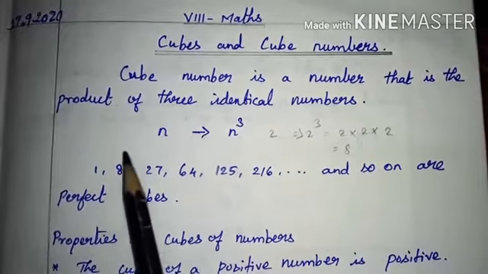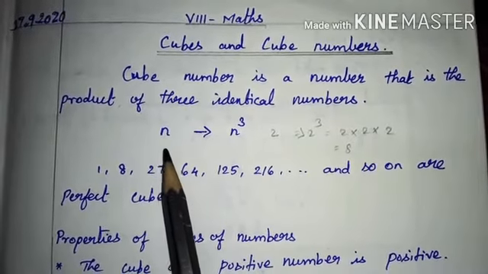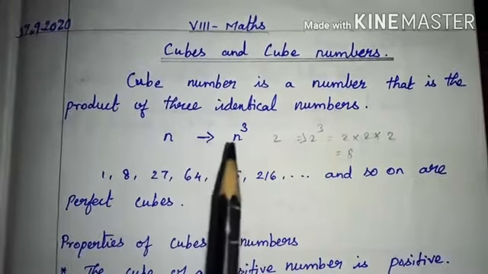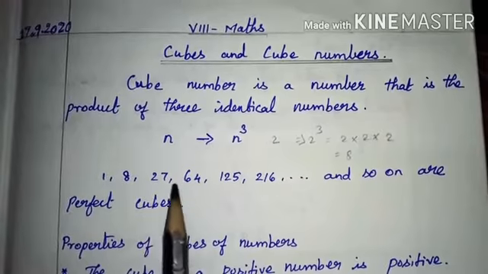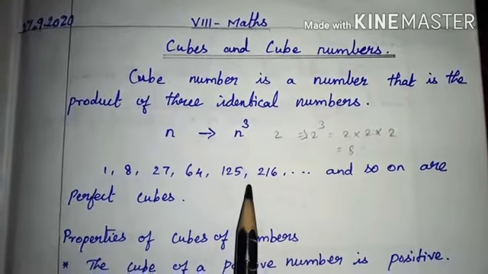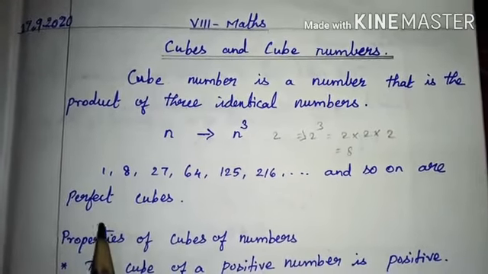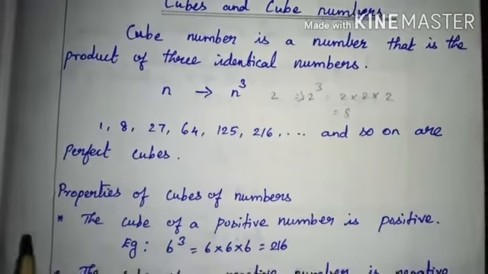In general, if n is a natural number, the cube is denoted by n cube. Here are some examples of perfect cubes: 1, 8, 27, 64, 125, 216, etc. are perfect cubes of natural numbers.